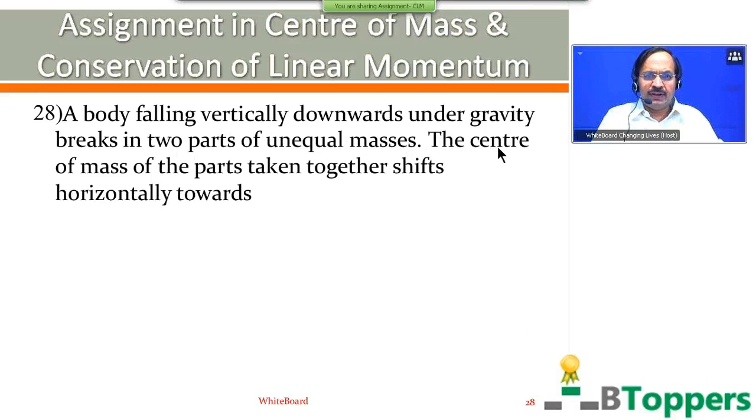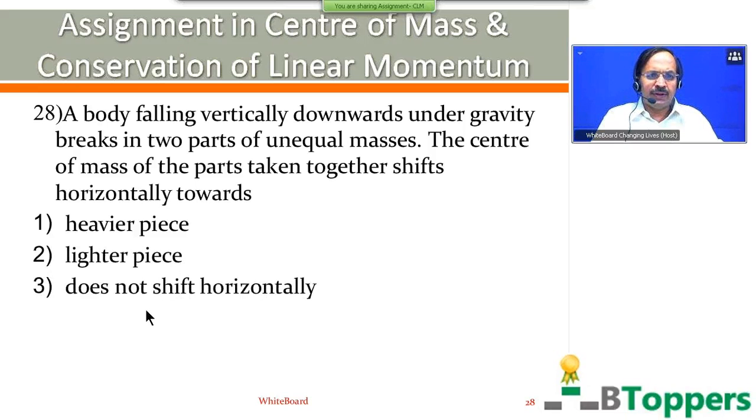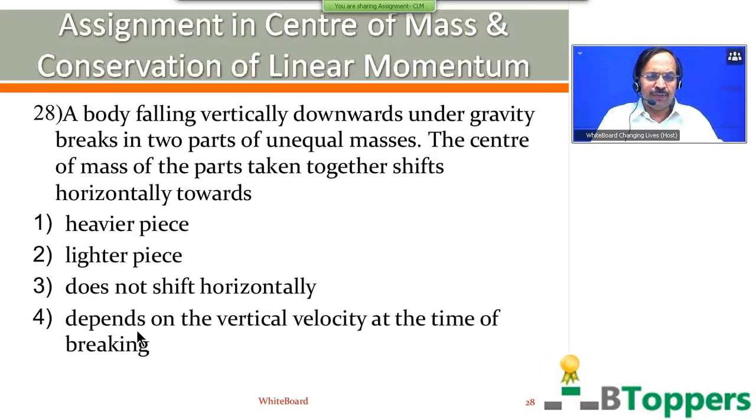A body falling vertically downwards under gravity breaks into two parts of unequal masses. The center of mass of the parts taken together shifts horizontally towards: first, the heavier piece; second, the lighter piece; third, does not shift horizontally; fourth, depends on the vertical velocity at the time of breaking. Come on, try to answer the question.